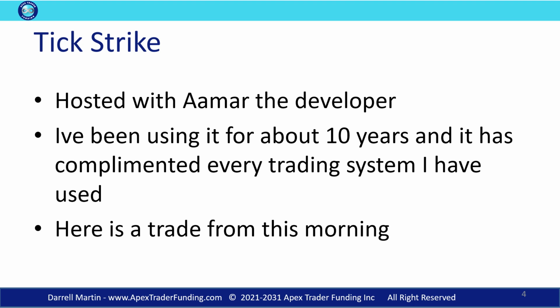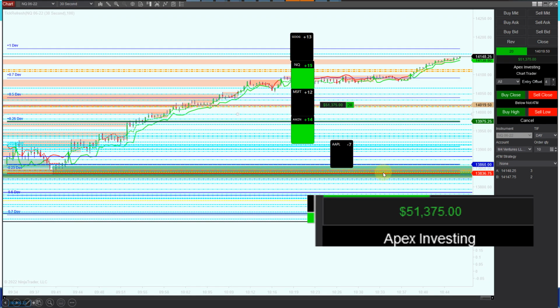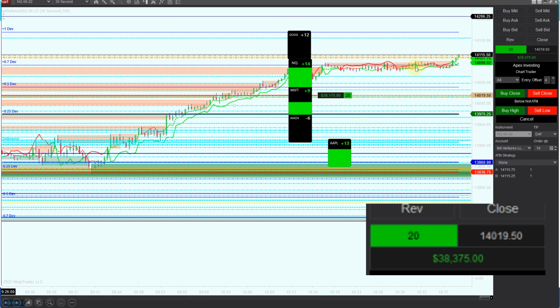I've been using it for about 10 years, it seems like, maybe less, but it's complemented every trading system I've ever used. And just to show you, here's a trade from this morning. It was going into the dynamic magnets, but the TickStrike was firing off.